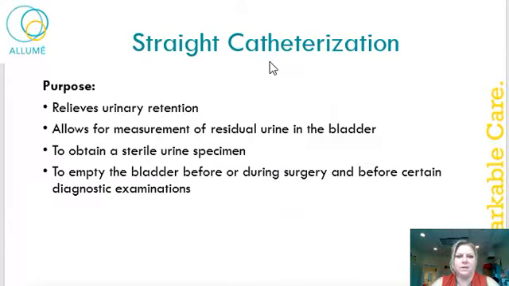As far as straight catheterizations, the purpose is to relieve urinary retention and allow for measurement of residual urine in the bladder. You can obtain a sterile urine specimen from this, and you can empty the bladder before or during surgery and before certain diagnostic examinations.